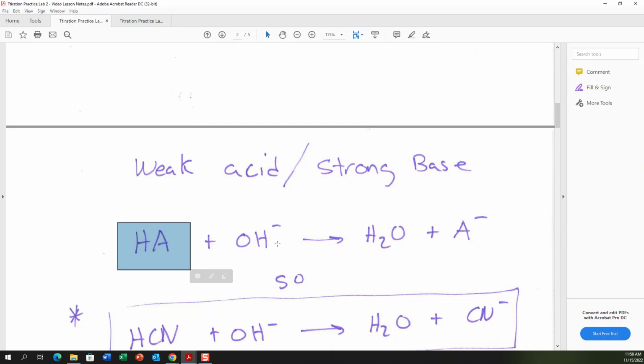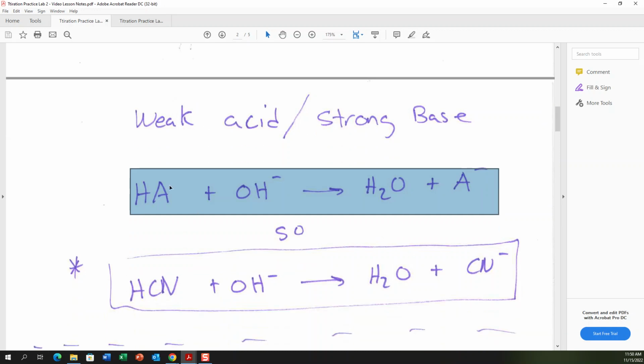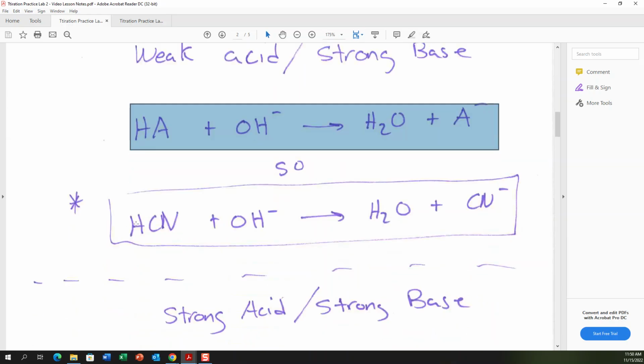Now the sodium is going to end up canceling out as a spectator ion, so all we have is hydroxide. We always get water, and then we're left with A minus. So this is how our model of a weak acid, strong base, net ionic equation will always look. So to apply this model to the reaction that we were doing in the question, cyanide is our anion. So here is our net ionic equation for the reaction that's going on.